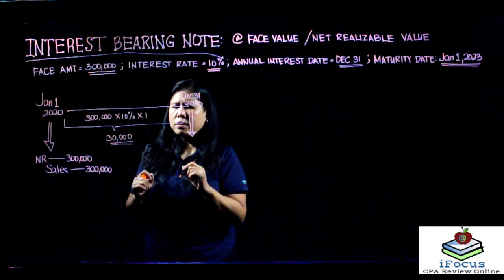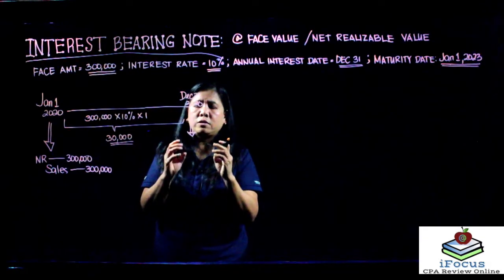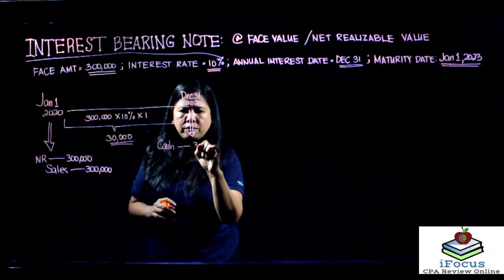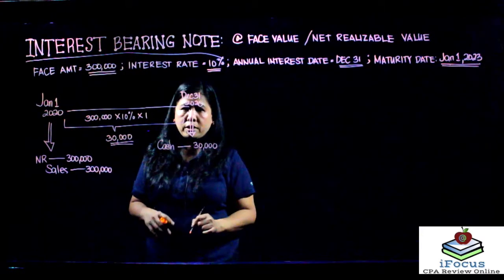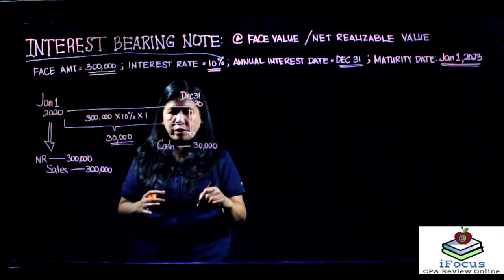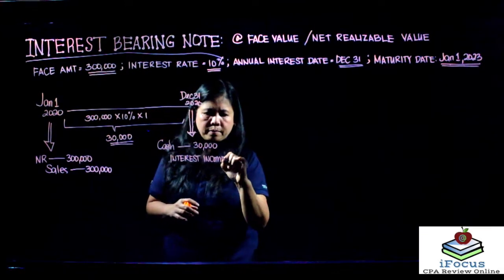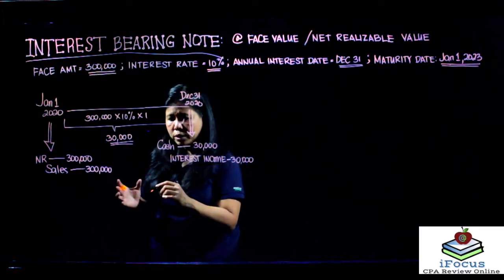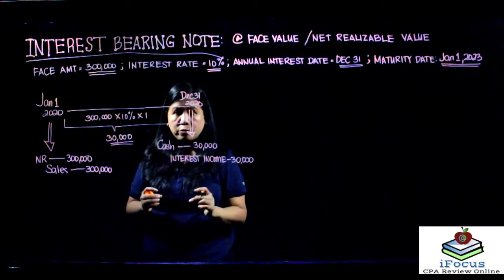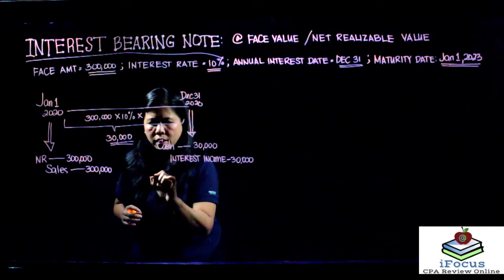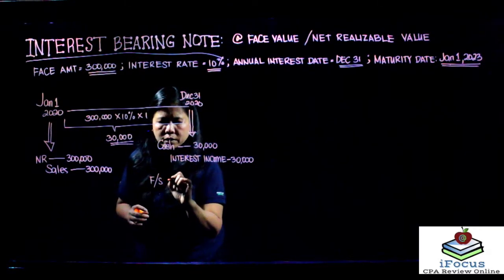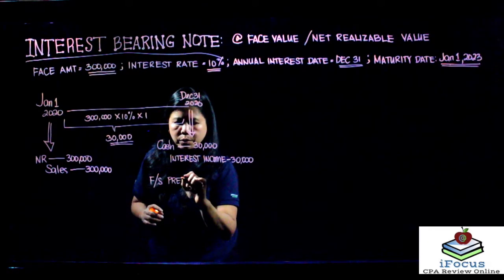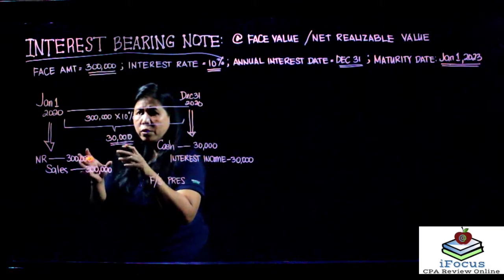All right, so the 30,000 that we receive on December 31st, our entry will be debit to cash of 30,000 and credit to interest income of 30,000. Our financial presentation for this notes receivable on December 31st of 2020, when the accountant prepares the financial statement, will still be 300,000.